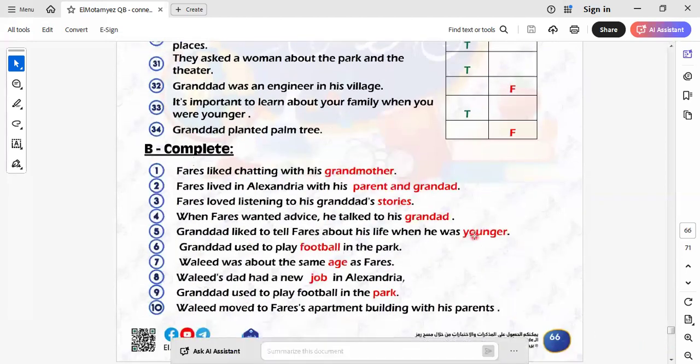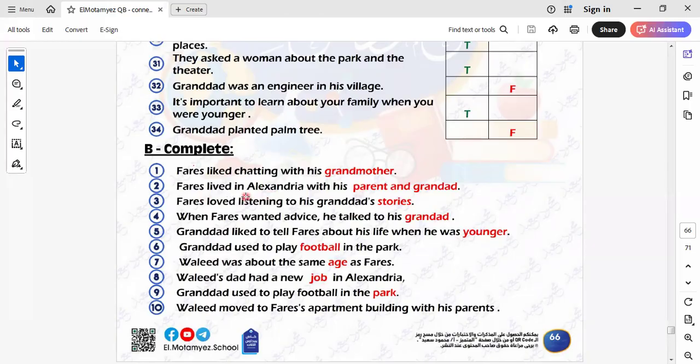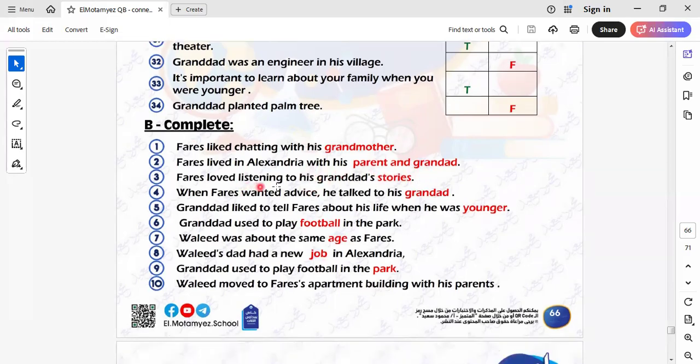Let's go to another kind of question, which is complete. Faris liked chatting with his grandmother. Faris lived in Alexandria with his parents and granddad. Faris loved listening to his granddad's stories. When Faris wanted advice, he talked to his granddad. Granddad liked to tell Faris about his life when he was younger. Granddad used to play football in the park.